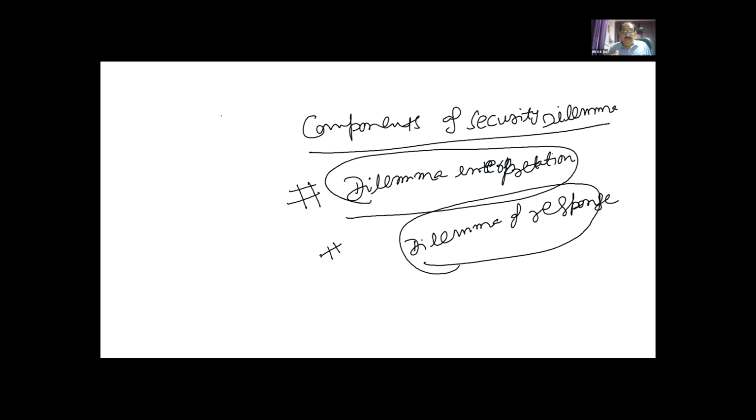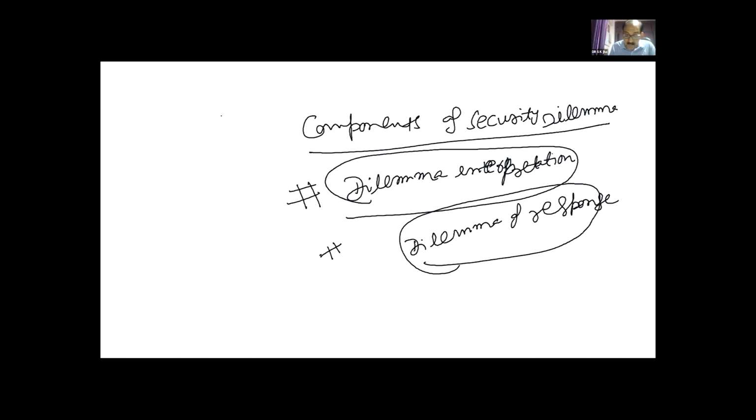So what we were doing: we started with the concept of security. In that context, we are talking about the realist view of the concept of security. And in that context, we talked about the security dilemma, the dilemma of interpretation and the dilemma of response. Any doubt, any question on this? You can ask. Point is clear? Okay, thank you so much.